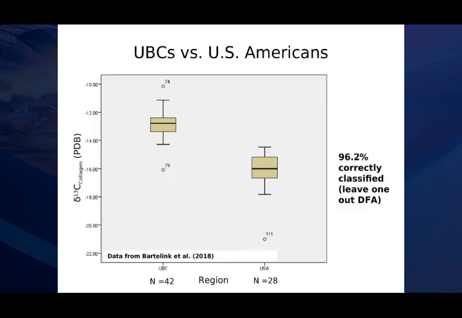So like we did with the DPAA study, when we looked at undocumented border crossers versus US Americans, we could correctly classify individuals in terms of their origin about 96% of the time, just using a simple discriminant function analysis. Again, this is still kind of preliminary, but at least statistically, we can say that there's some pretty big differences here.